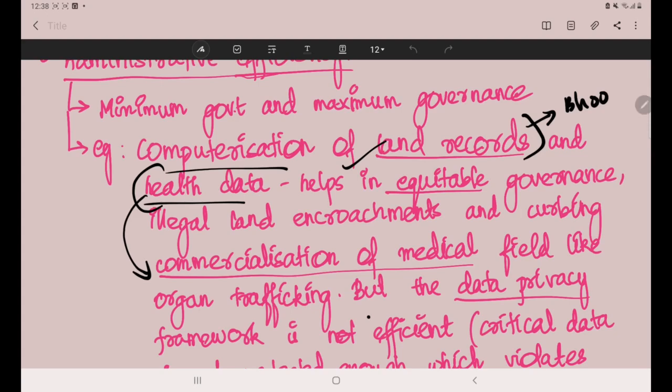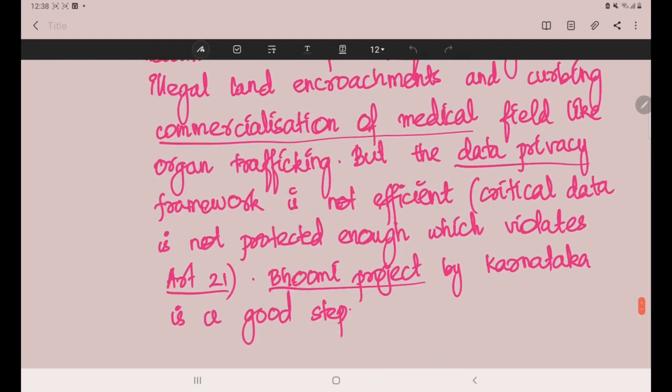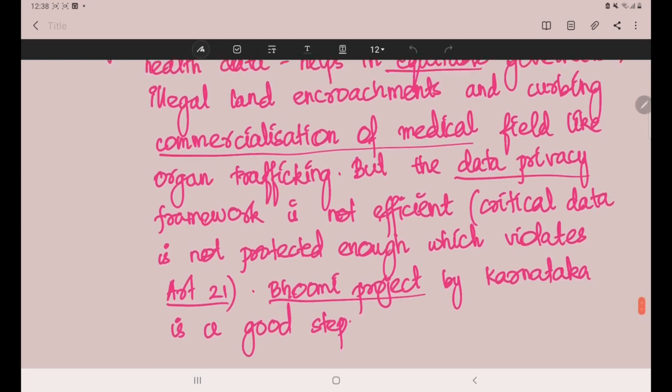Why? Data privacy remains an issue, because in India we haven't yet passed the data protection bill. So critical data like health data, land record data, etc. is subjected to exploitation. This is inherently against data privacy, which is stated in Fundamental Right Article 21. So here you can bring in a dimension of polity also through quoting some articles. One example would be the Bhumi project by Karnataka.